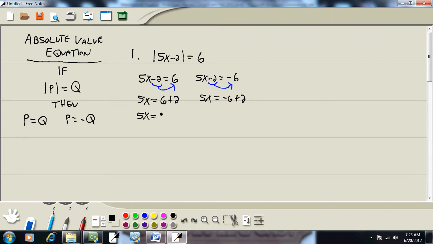Remember our note up at the top for linear equations is at any step add numbers. 6 plus 2 is 8. And over here, negative 6 plus 2 gives us negative 4. Then last step in linear equations is divide both sides by the number in front of your x, which is 5. I'm going to do that here. We get x is equal to 8/5. On this side, when we divide both sides by 5, those cancel, of course. We get x is equal to negative 4/5.